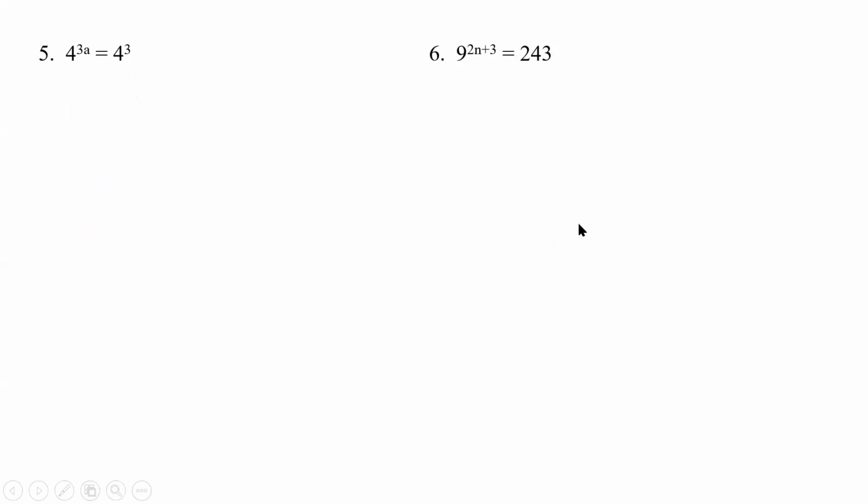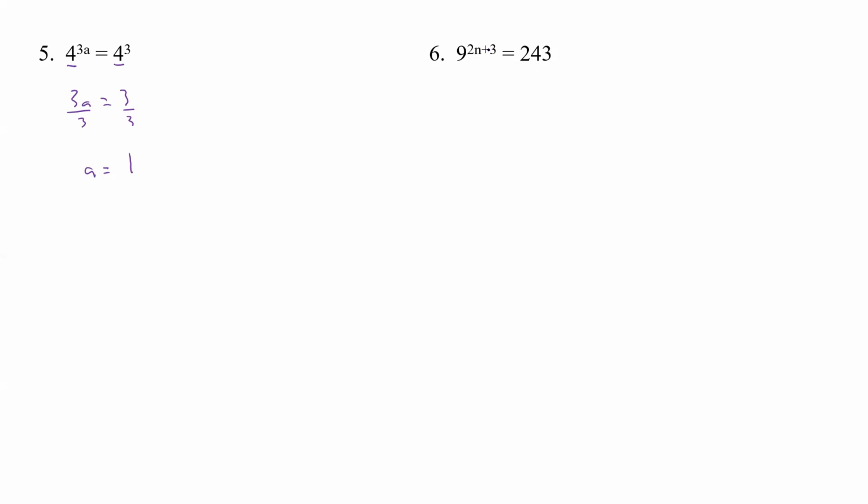All right, what about the next one? Well, the next one's back to something simple again. We have a base 4, base 4. We can set those equal. So 3a equals 3. Well, divide by 3, and a is equal to 1. So that's another one of those. It's really easy. It's set up nicely. All we do is we take and set those two exponents equal.